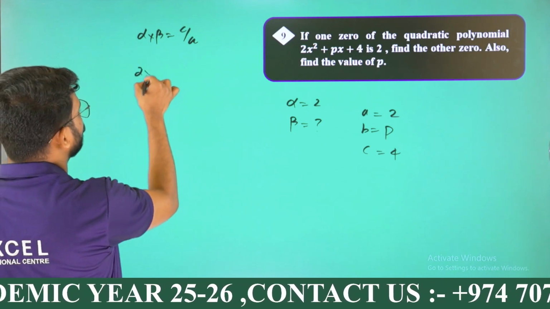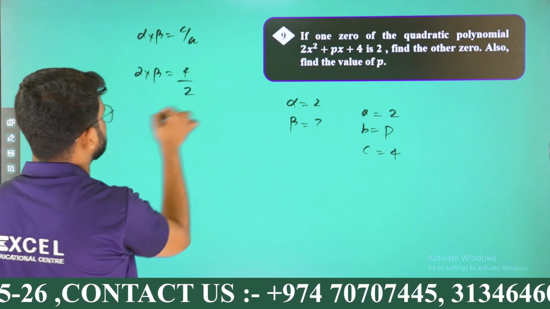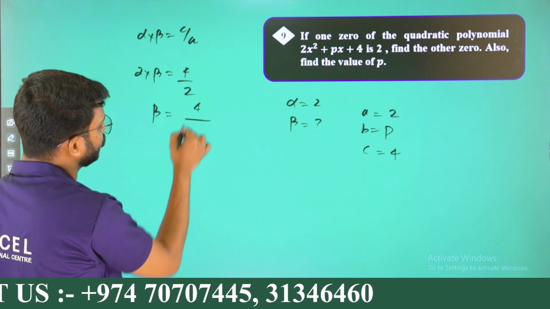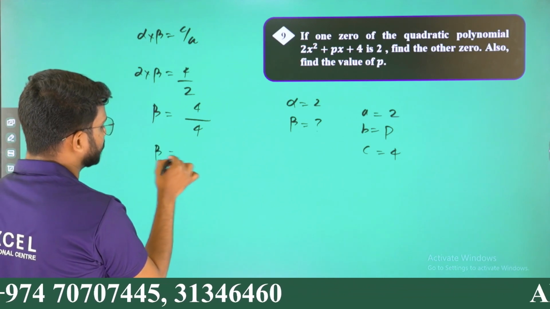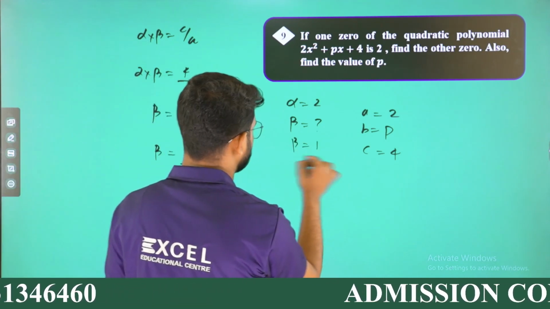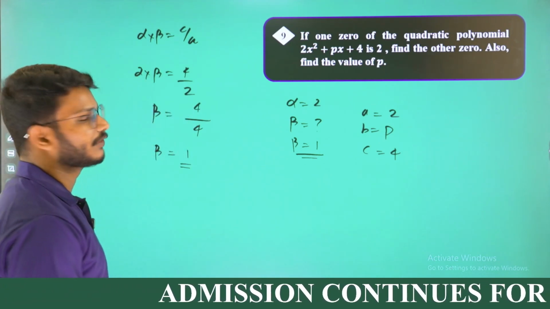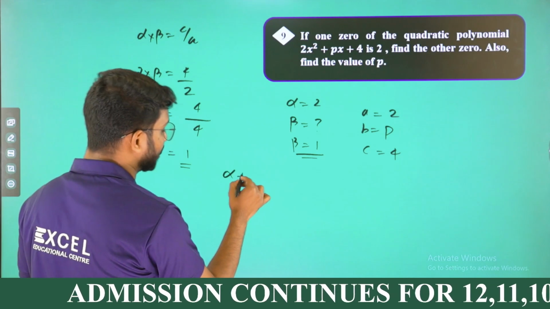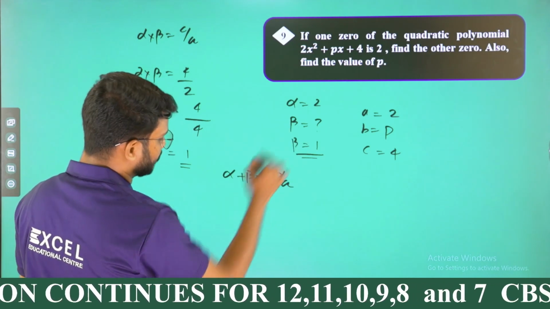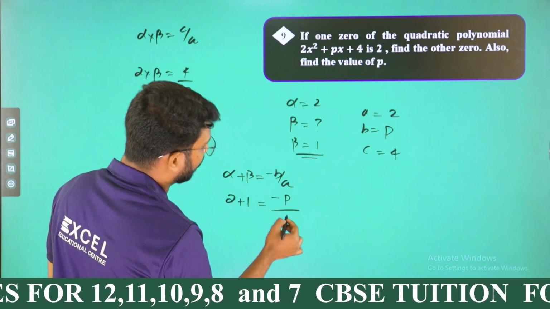So 2 into beta is equal to c by a, 4 by 2. Yes, then beta is equal to 4 divided by 2, 2 into 2 is 4, so beta equals 1. So we can find the second zero easily. Beta equals 1. Yes, then we have to find the value of p also, right? So how do we find the value of p? Alpha plus beta equals minus b by a. So alpha is equal to 2, beta is equal to 1, which is equal to minus b, that is p, by a, which is 2.